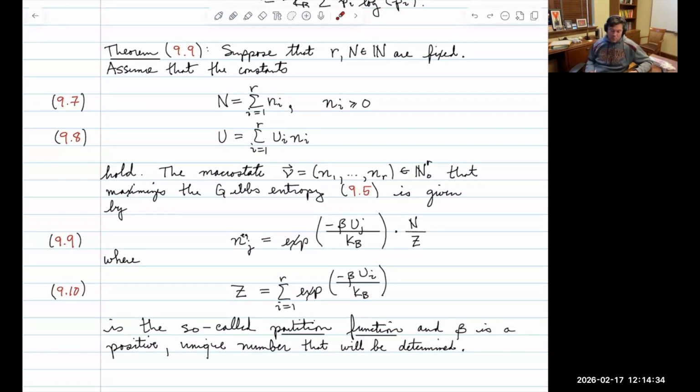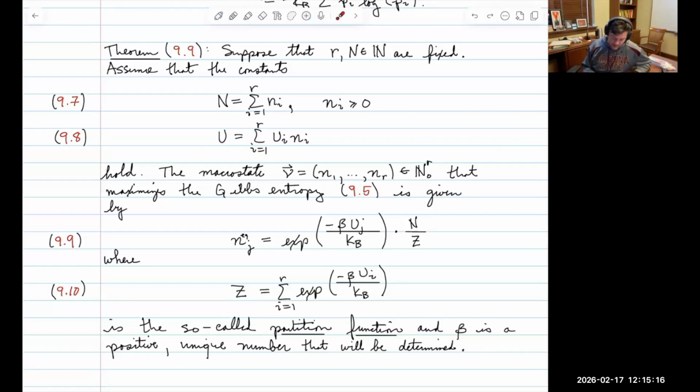So we've now defined a postulate to characterize equilibrium, which is a reasonable one, I think. We're going to look for a maximum in the Gibbs entropy amongst all states where the energy is fixed and the number of particles is fixed. The question is, can we characterize that state in some way, quantify it? And the answer is yes. Theorem 9.9 answers that question in a quantitative way.